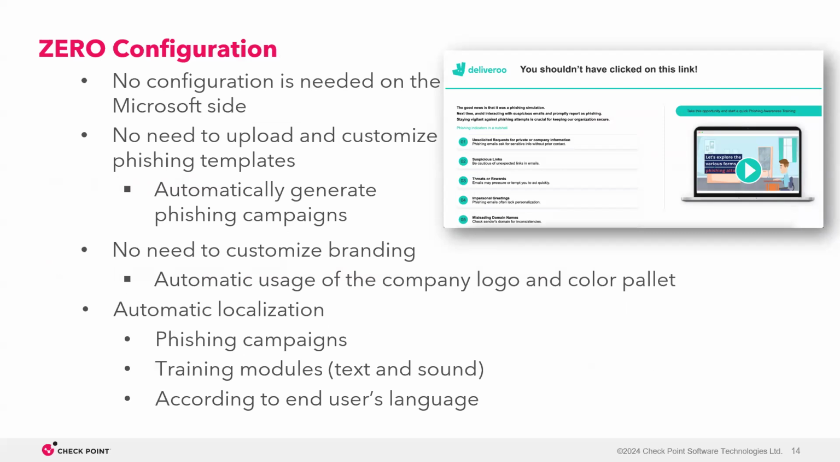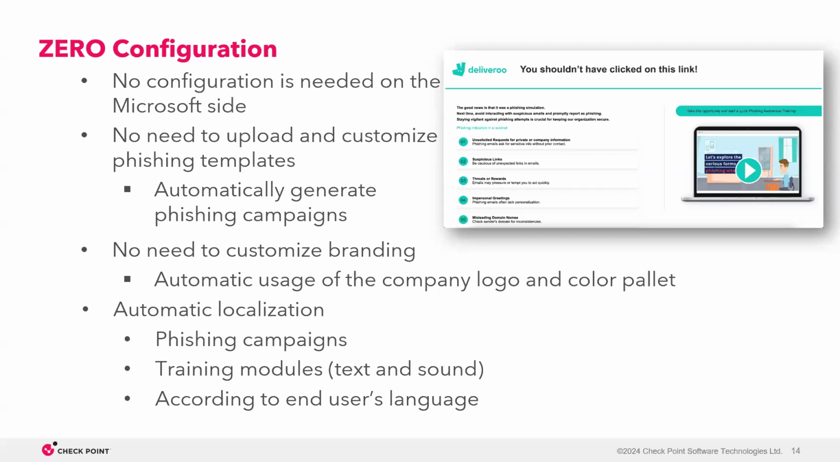The other thing that's really cool is there's practically no configuration. It's a couple clicks to get it going. There's no configuration on the Microsoft side. You don't need to upload and customize any templates because we generate them via the AI, as you've seen. There's no need to customize your branding on it either because you probably have your branding in Harmony Email already. It's already there, right?